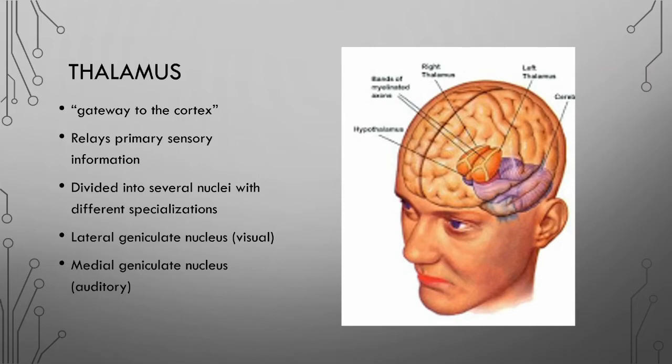There are several specific subunits of the thalamus, but the two major ones I want to talk about here are the lateral and medial geniculate nucleus. There's no good way to remember this, but the lateral geniculate nucleus primarily sends projections to the primary visual cortex, and the medial geniculate nucleus sends info to the primary auditory cortex. So lateral means vision, and medial means auditory.